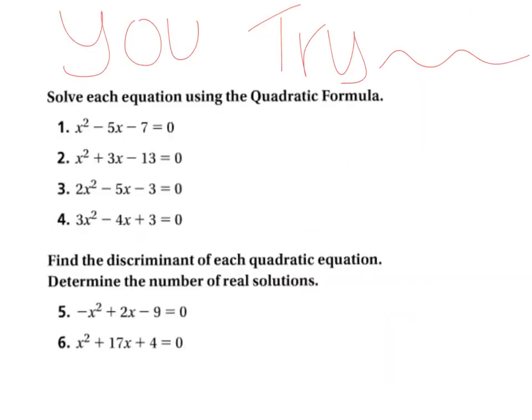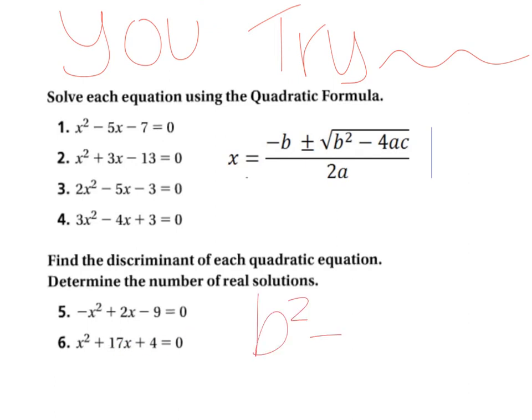So here are our U-try problems for tonight. So for the first set, you're using the quadratic formula to solve these 4 problems. So don't forget that's x equals the opposite of b plus or minus the square root of b squared minus 4ac all over 2a. So your first number is going to be a, second number is going to be b, and your constant is c. Plug those numbers in, see what you get. And then for the second ones, you're finding the discriminant. So remember, the discriminant is just b squared minus 4ac.